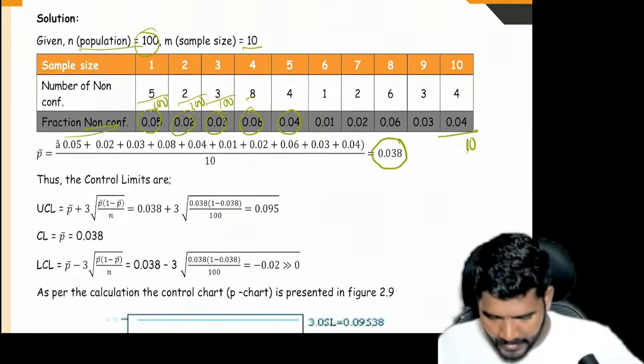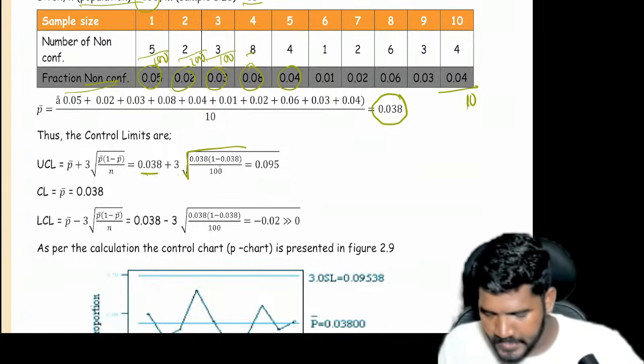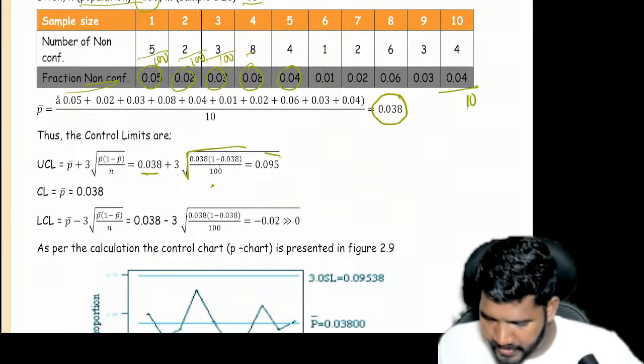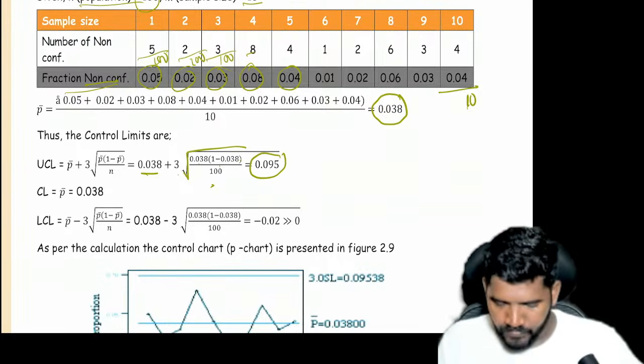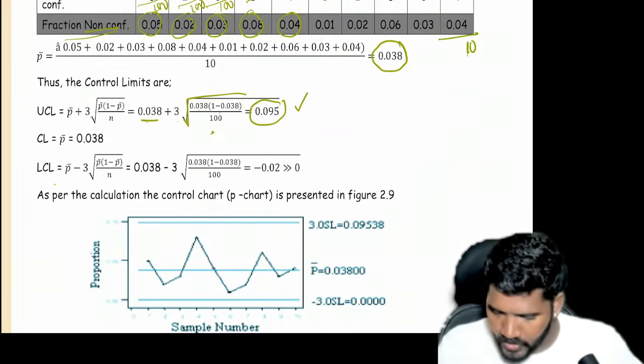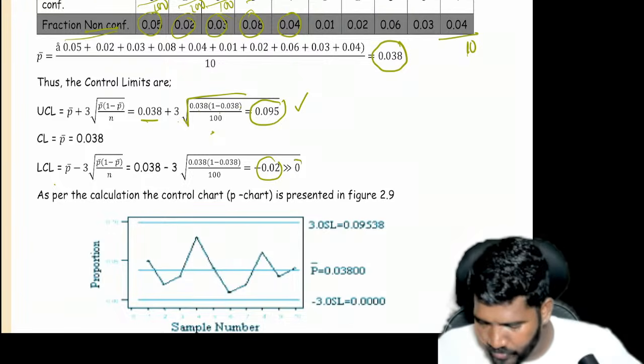Now we have to calculate the upper control limit. So 0.038 plus 3 times the square root of P bar (1 minus P bar) divided by sample size 100. So if you calculate, you will get the answer 0.095. So the upper control limit is 0.095. When it comes to the lower control limit, it is minus 0.02. There is no minus 0.02 in the calculation part. That's why you have to consider 0.